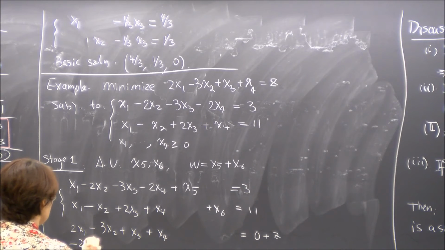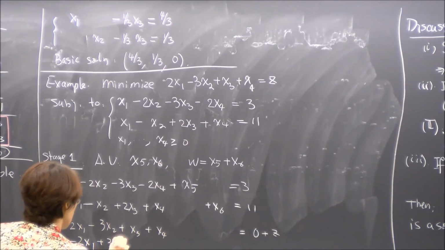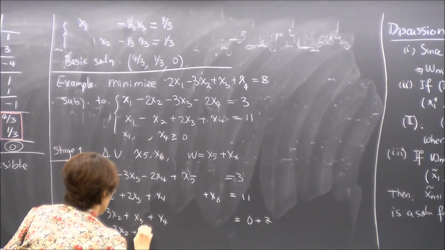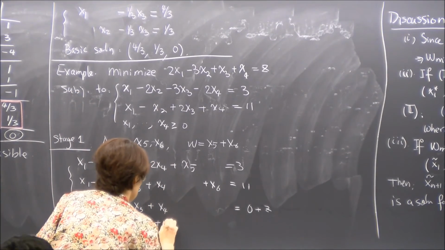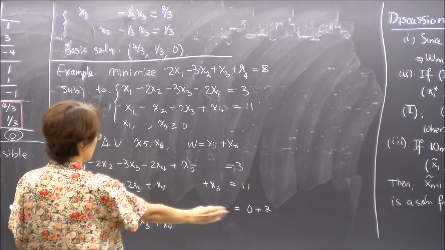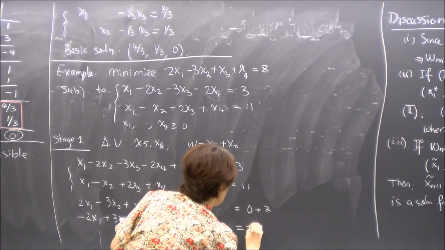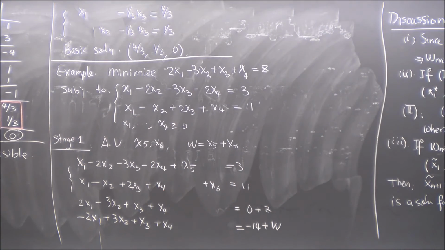I get negative 2, x1. Add this up, negative 3, so 3, x2. Add this up is negative 1, so it's 1. And then add this up is negative 1, so it's 1. Okay, and this should be nothing here. And then the right-hand side added this up is 14. Right? So I have all the information there.